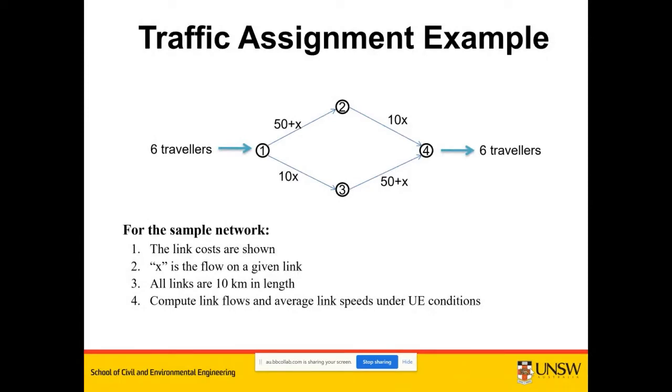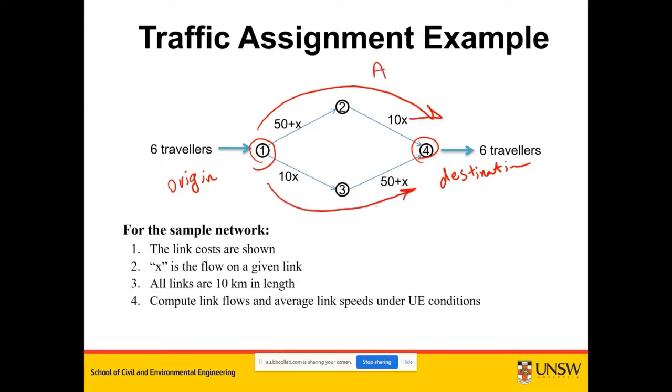So imagine this is a network we have. It's a very simple network. I have 6 travelers going from 1 to 4. This is my origin, and this is my destination. I have 6 people who want to go from 1 to 4, and there are 2 possible paths. This is one path, path A or path 1, and this is another possible path, path B.